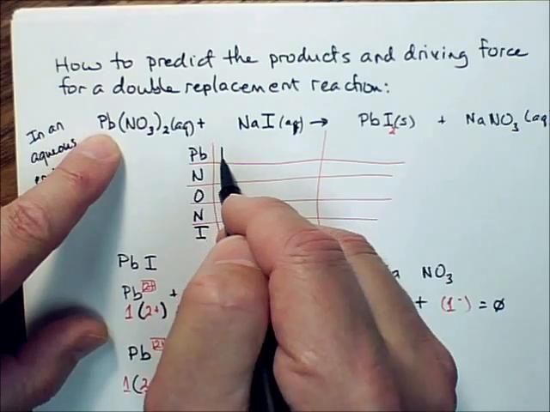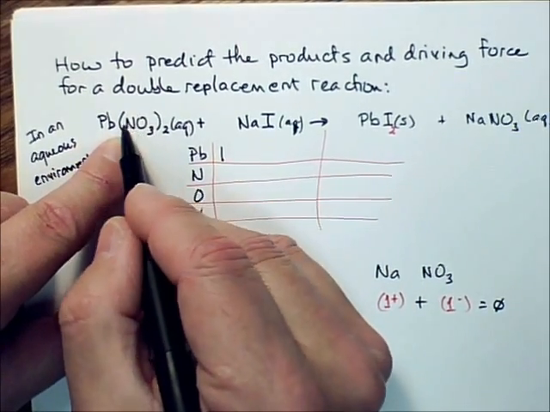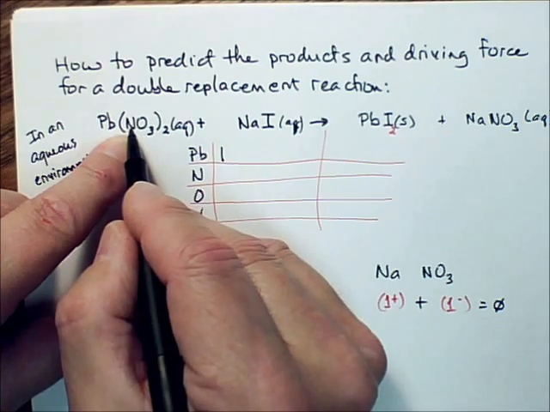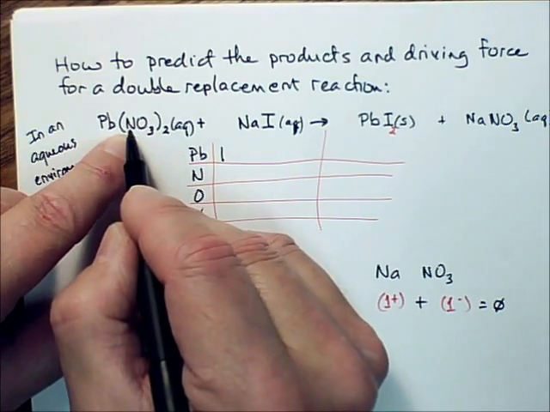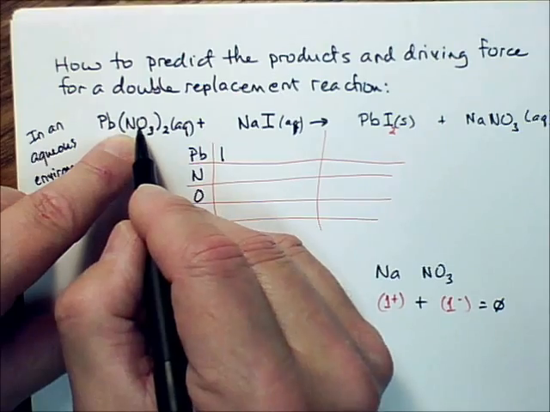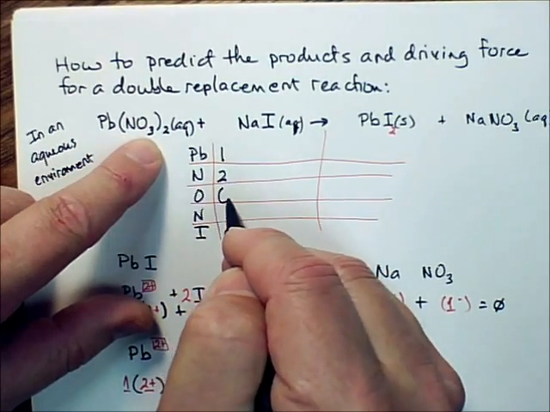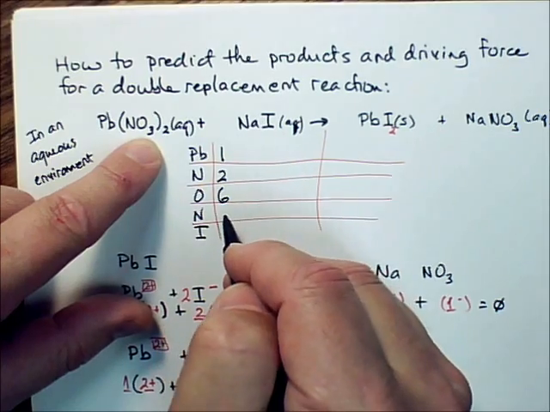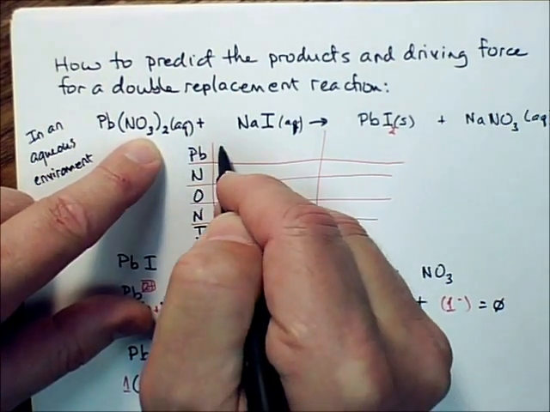We've got 1 lead. This 2 outside the parentheses, we already said, means there are 2 of the things inside. So if the nitrate has 1 nitrogen and 3 oxygens, the number of nitrogens we have, since we have 2 nitrates, is 2. The number of oxygens is 6. The number of sodiums right now, 1. The number of iodines, 1.